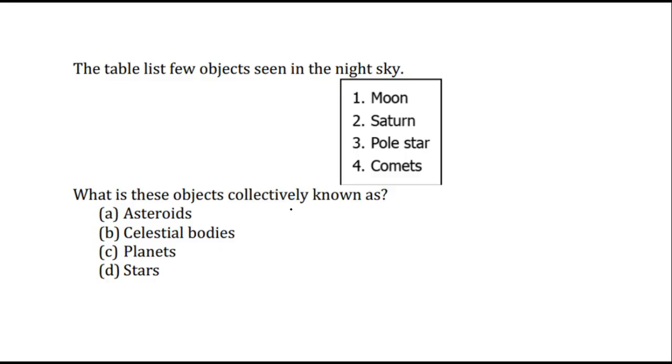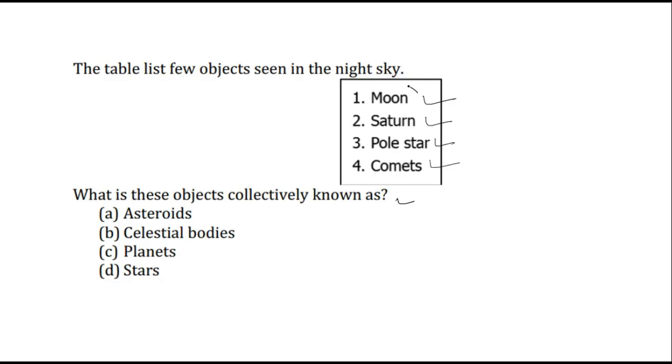And these questions are picked up from CBSE resources. The first question: the table lists a few objects seen in the sky. We see the moon in the sky, we see Saturn, pole star and comets. What are these objects collectively known as? Are they known as asteroids, or celestial bodies, or planets, or stars?